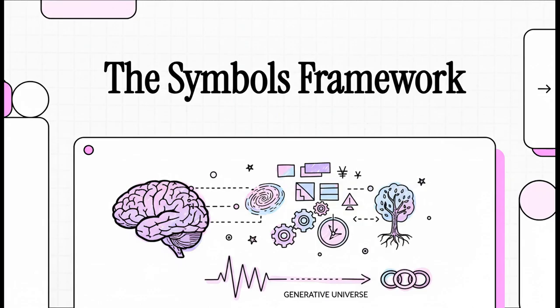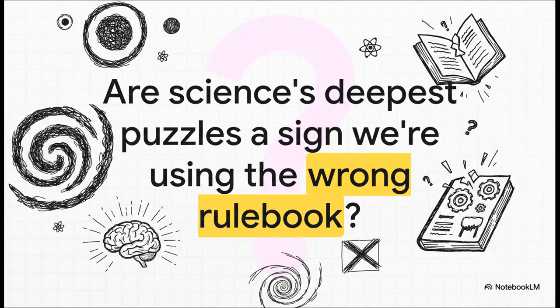Let's get into it. So, think about all the biggest head scratchers in science, the stuff that keeps physicists up at night. Quantum mechanics, the mystery of consciousness. What if these aren't just really, really hard problems? What if they're actually clues, telling us that our fundamental rulebook for how reality works is just wrong?